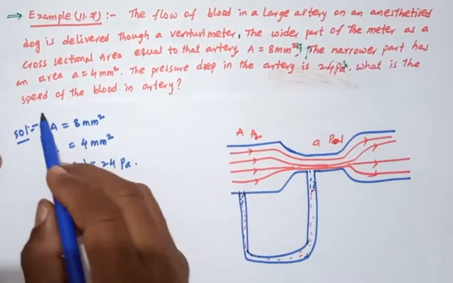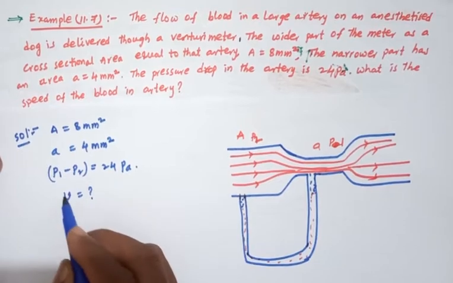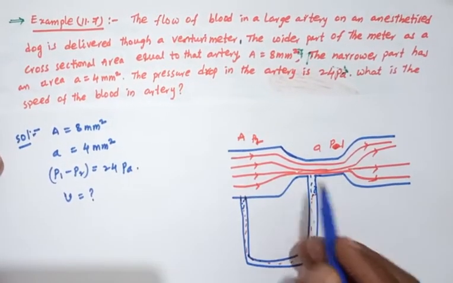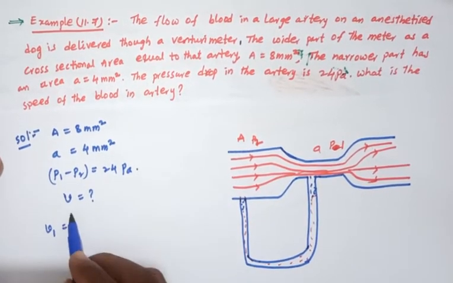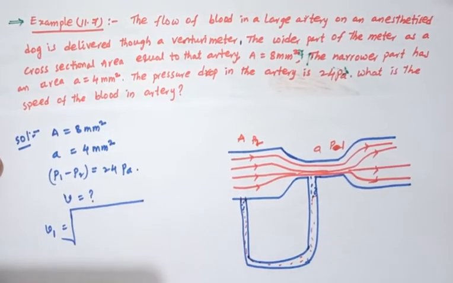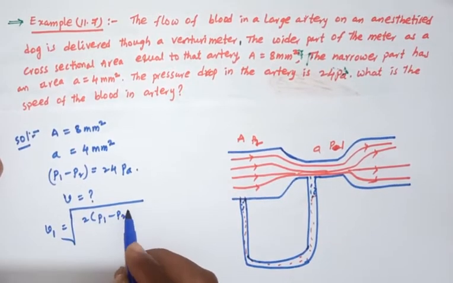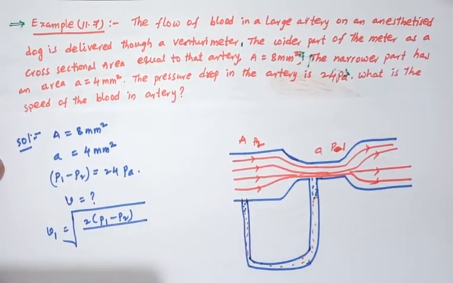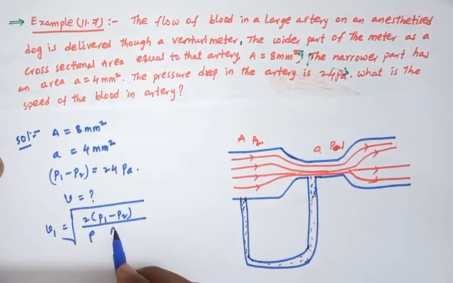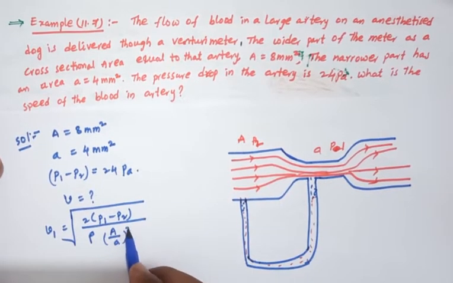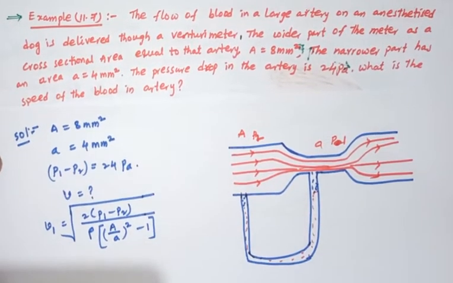Okay, what is the velocity of the blood in the artery? We can find out the velocity from the venturimeter equation. The velocity V1 equals square root of 2 into P1 minus P2 divided by rho into capital A by small a whole square minus 1. So this is the equation for finding the velocity.